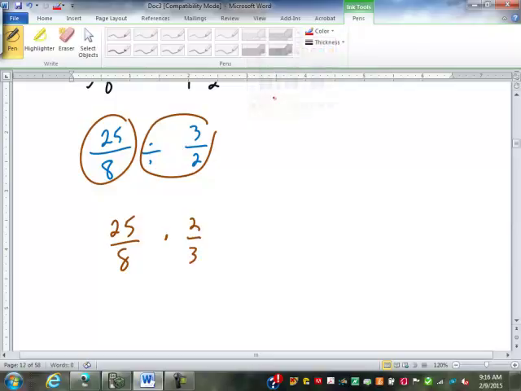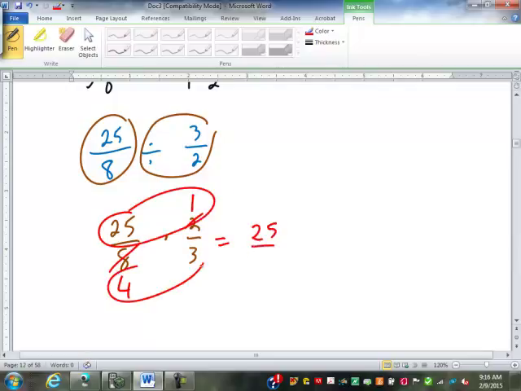Now we can cross cancel. 8 and 2 can both be divided by 2 to give me 1 and 4. So 25 times 1 is 25. 4 times 3 is 12. Okay, so 25 twelfths, or 2 and 1/12.